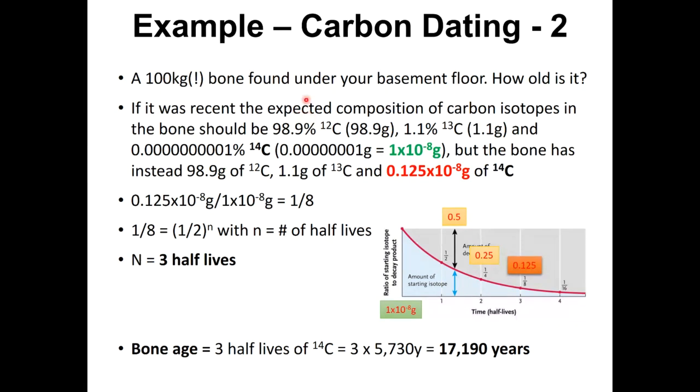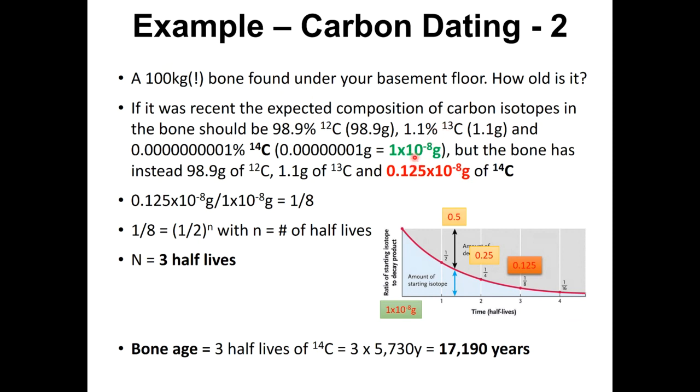Now you know that if it was recent, this would be the number you would have to get in terms of carbon-12 and carbon-13, converting from percentage to grams. I use 100 kilograms, so this will be kilograms, not grams, my apologies. And carbon-14 here. This is all kilograms, please add a K to all of them. But now, you break off a little sample and get it tested in a lab, and you find that the actual amounts are 98.9 kilograms, the same for carbon-12 and 13. They're stable, so you expect to get that. But the carbon-14 is not what you would expect, which is 1 times 10 to the minus 8 kilograms, but 0.125 times 10 to the minus 8 kilograms.